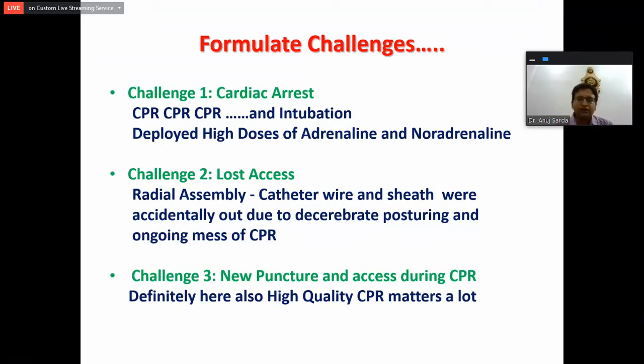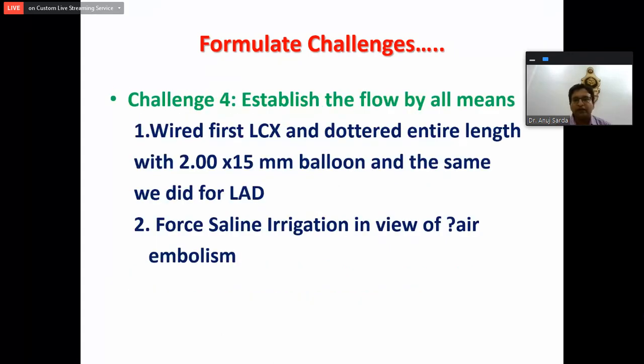The second challenge: unfortunately, the radial catheter and sheath were accidentally pulled out because of decerebrate posturing and ongoing mass CPR. So for me, another challenge was to take a puncture, this time from the femoral route, particularly during CPR. Here the value of high quality CPR matters a lot. We took the femoral access, and we were ready with the guide, because this is the time when we have to establish the flow by all means in the left system.